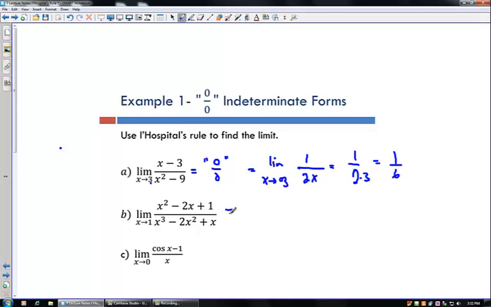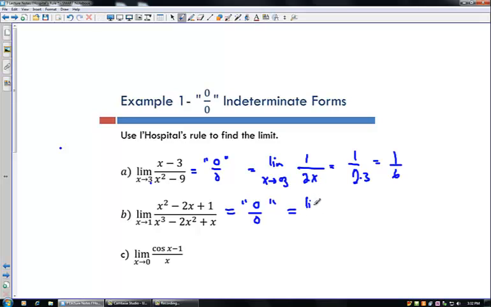All right, now let's take a look at this one. What are we going to do here? If you plug in 1, hopefully you notice you get 1 minus 2 plus 1, which is 0. If you plug in 1 here, you get 1 minus 2 plus 1, which is also 0. So again, it's an indeterminate form, and so we can use L'Hopital.